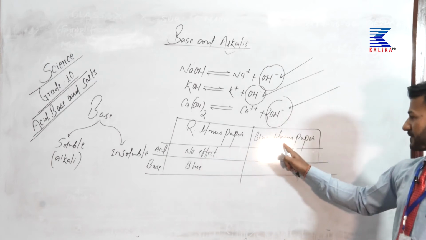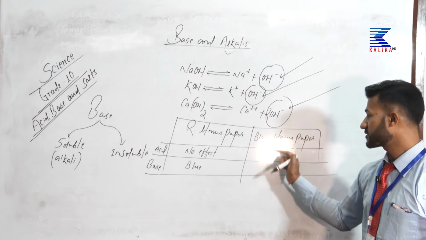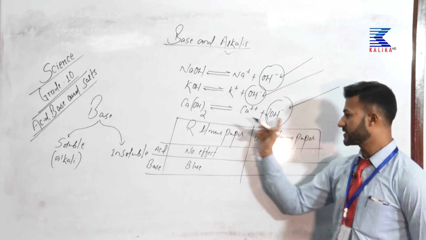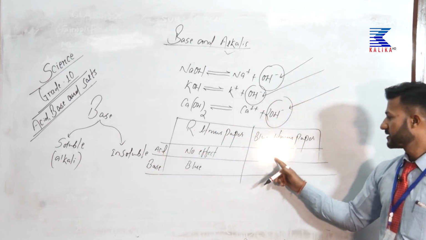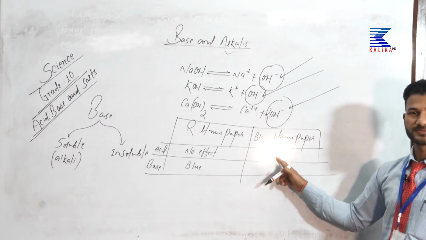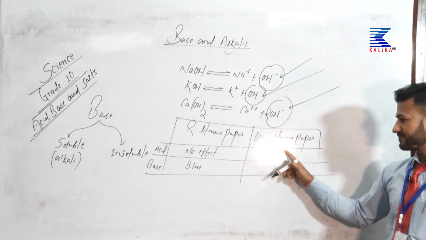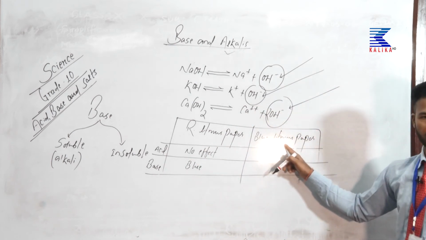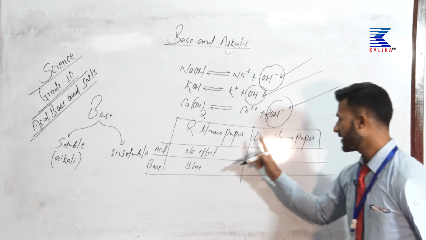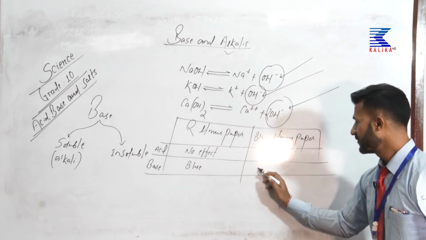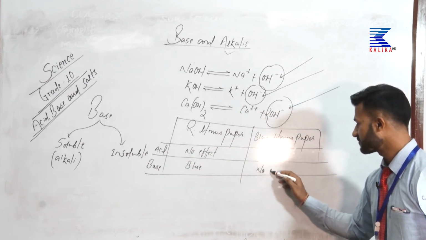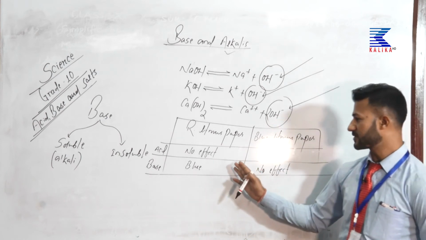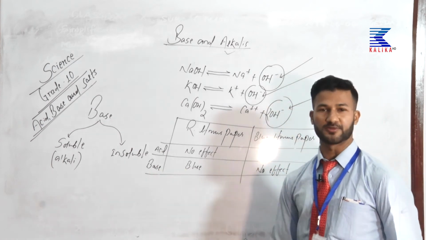Here is blue litmus paper. Acid shows changes with blue litmus paper into red color, means whenever blue litmus paper is treated with some drops of acid, that litmus paper changes into red color. Whenever base and blue litmus paper are treated together, base does not show any change, means no effect or no change in color is observed whenever it is treated with base.